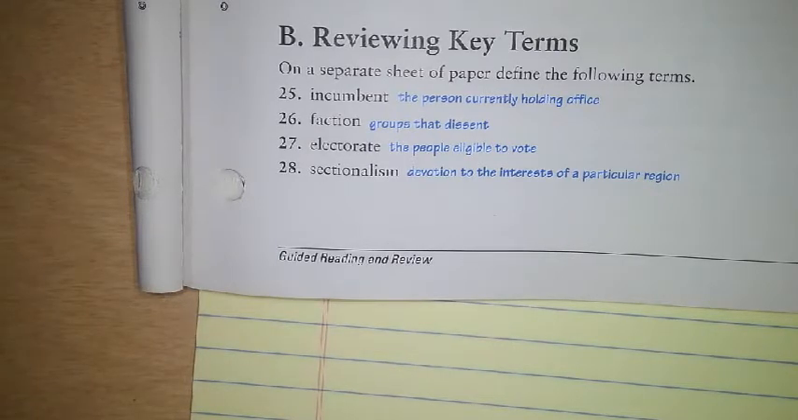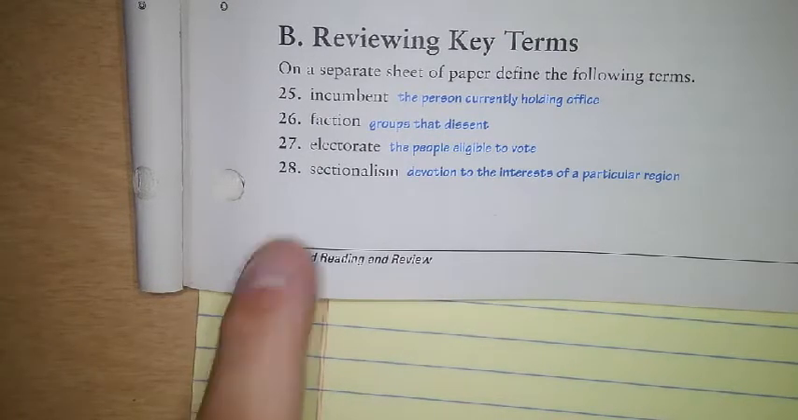All right, so incumbent is a person currently holding office. The next one, you got the word faction there. Guys, a faction is a group of people who basically disagree with what's going on, okay? So it's a group that dissents. Basically, they object to everything. They do not like how things are going or what's being proposed to be done, so they just have a disagreement with it. Basically, they break away. They don't like it, okay?